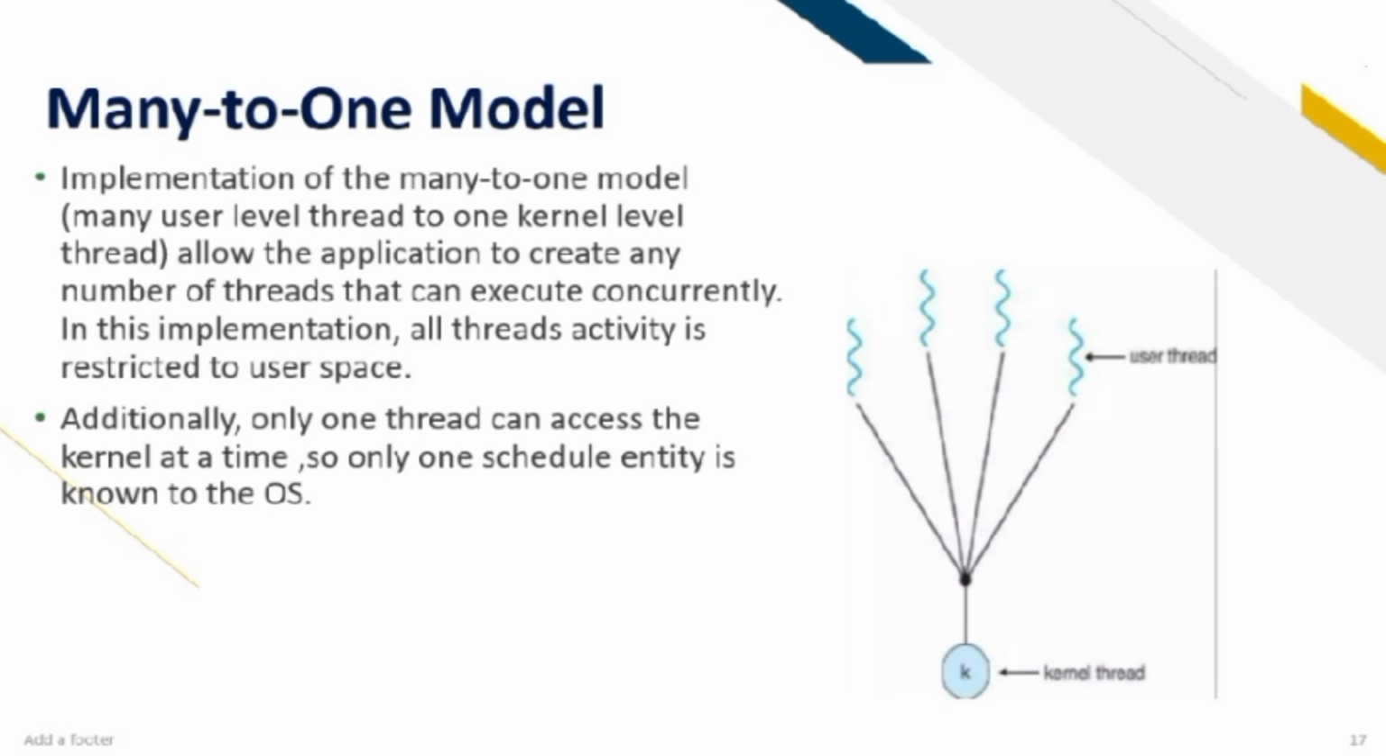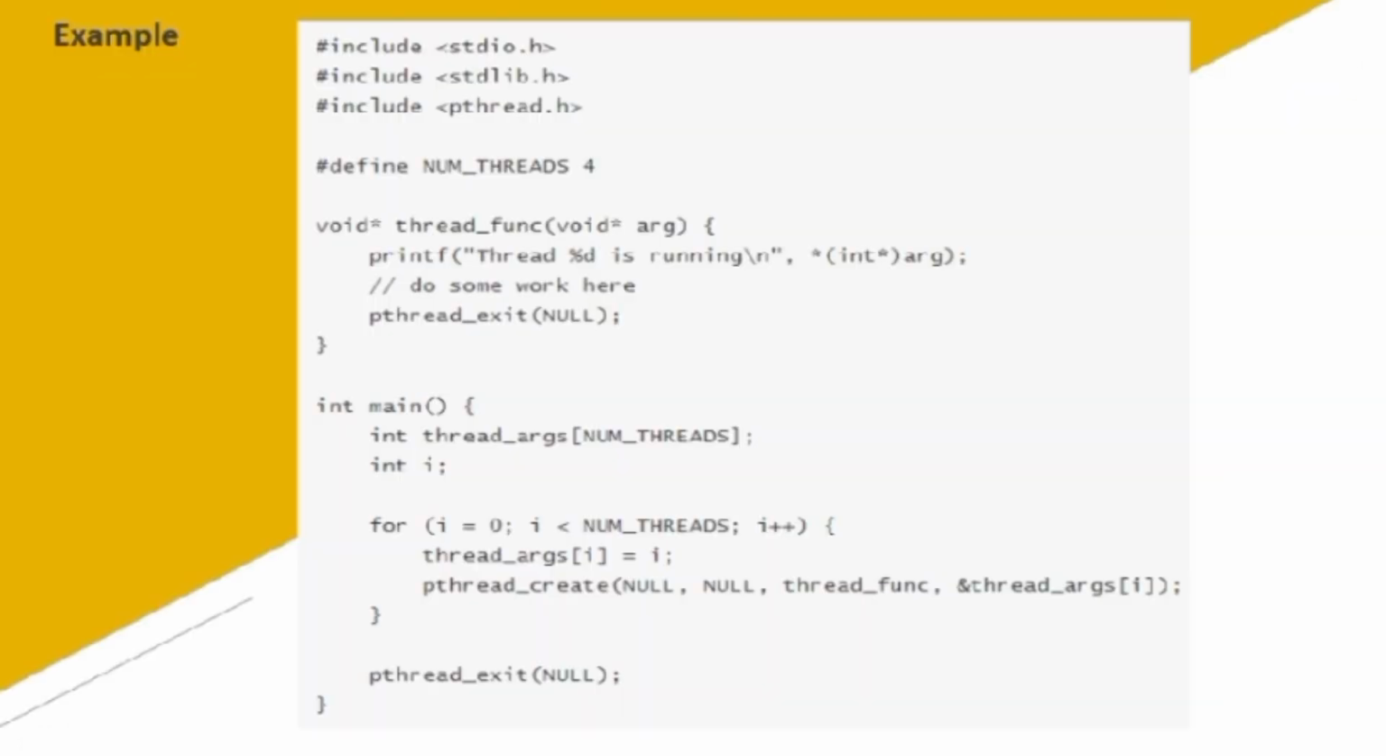Also, because only one thread can access the kernel at a time, multiple threads are unable to run in parallel on multi-core systems. Here is an example for the many to one model. The program includes the necessary header files for using pthreads and the standard library functions. It defines a thread function that is executed by each thread, printing its thread number.